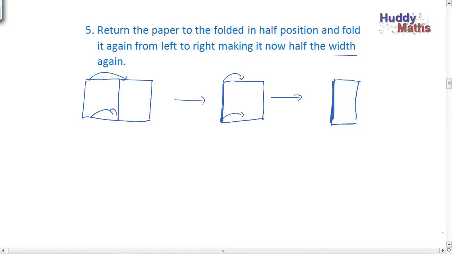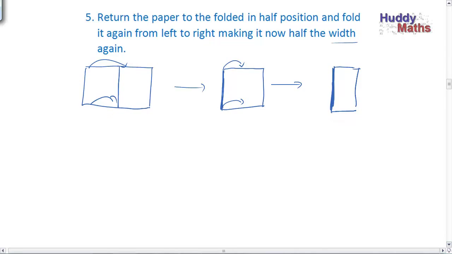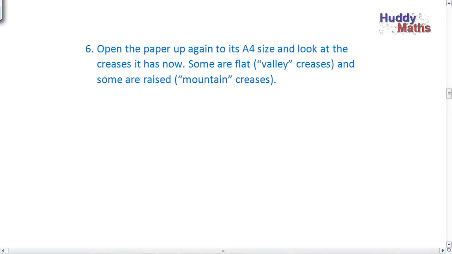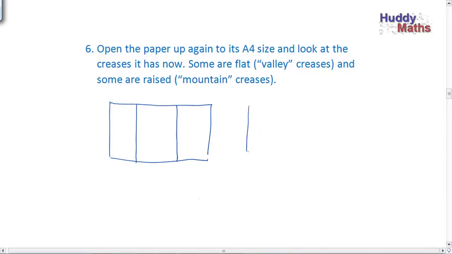Okay, so come down and let's look at the next step. So we want to open the paper up again to its A4 size and look at the creases it has. Uh-oh, it's going to have some creases across it, isn't it? So here's its size. How many creases has it got across it? Okay. Now some are flat and some are raised. So I've just written it that way, but you might have here a crease. Hang on, I won't do it exactly. Then it sticks up a bit, and the next crease is like that.